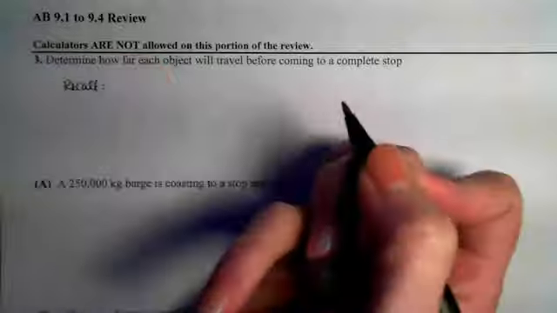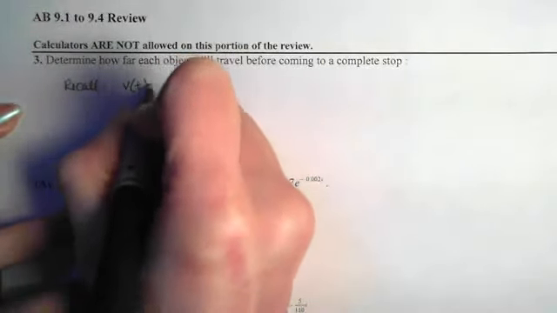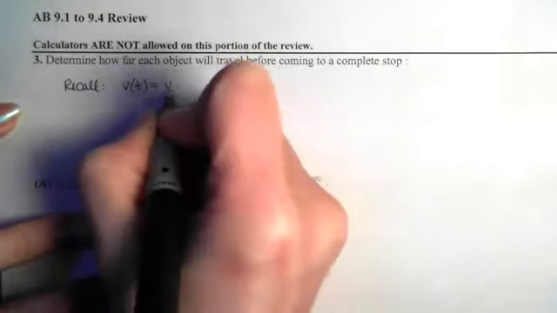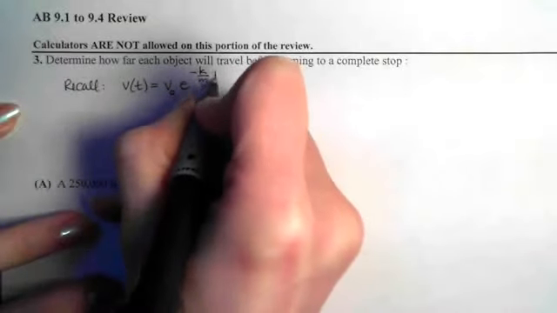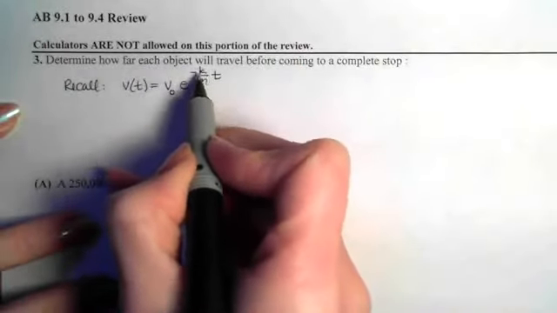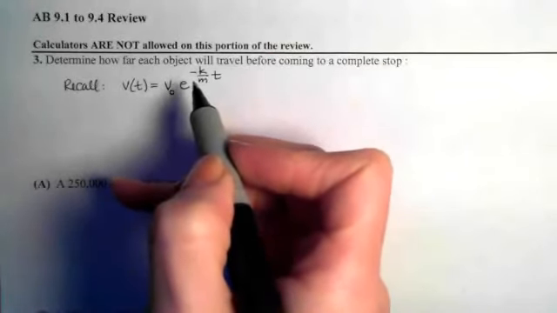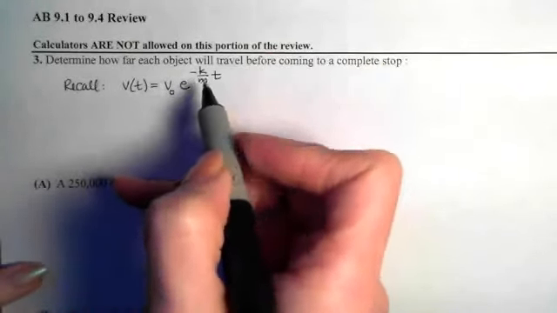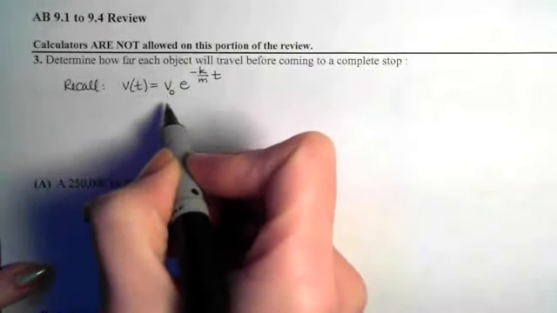So before we get going on these, we want to recall the formula that relates the velocity to time. The velocity at any time will be the velocity we start with times e to the negative k over m times t, where k is a constant that depends upon the object and the surface that it's coasting on.